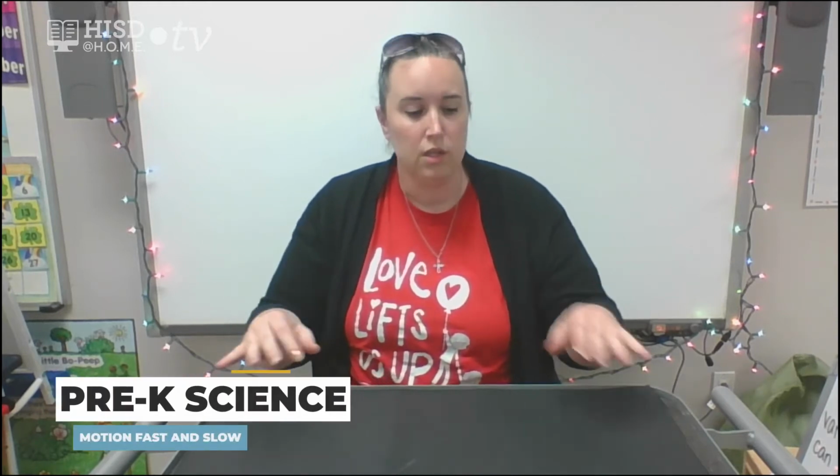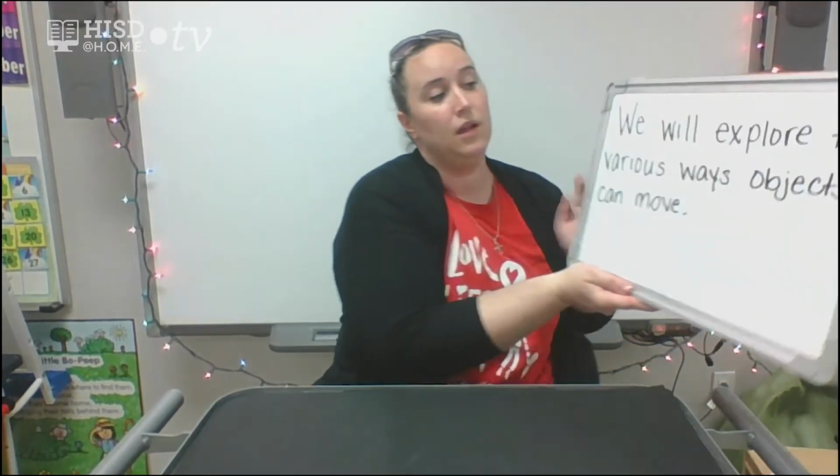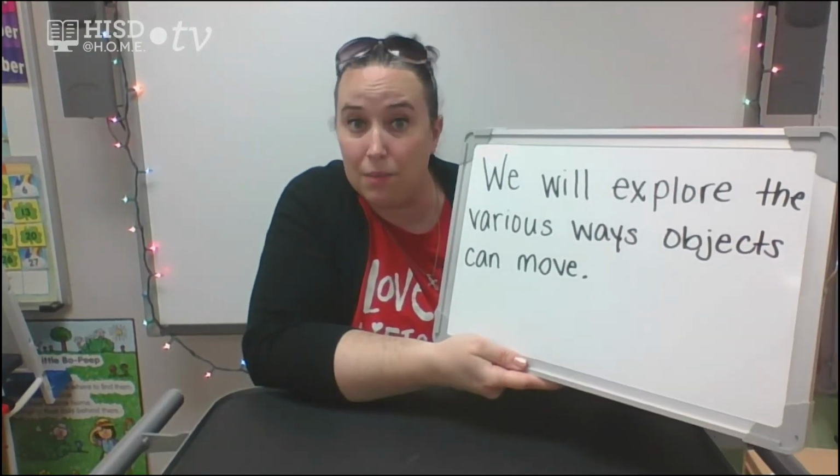Well, I was thinking, last time we talked about how things travel, right? We were classifying them into groups based on how they get us from here to there, that type of transportation. Were these things moving on land? Were they moving up in the sky, in the air? Were they moving in the water? I was thinking about all that movement, all that motion, and it got me thinking about how other things move. So that's something we're going to talk about today. Today, we will explore the various ways objects can move.